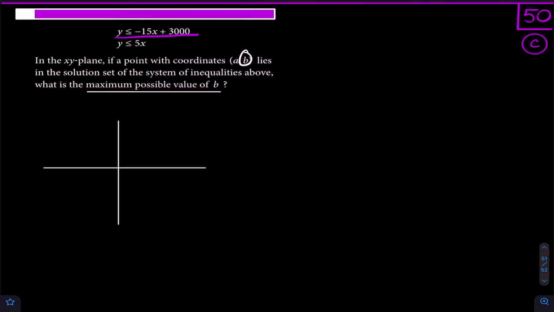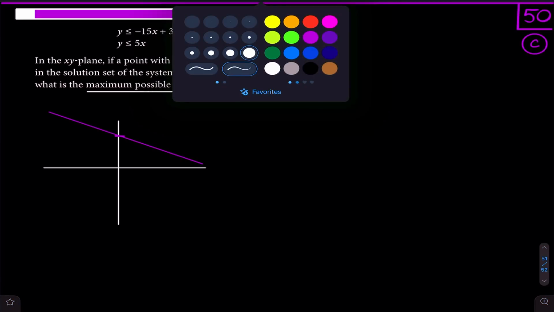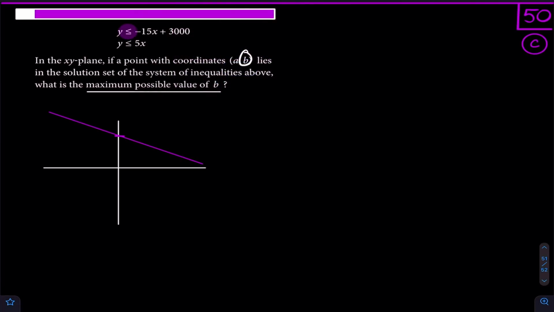Let's think about this first inequality here. Y is less than or equal to negative 15x plus 3,000. So we've got some positive y-intercept. It's 3,000 in this case, which is insane. But we have a negative slope, so let's draw that. So yeah, something like that, all right? On some scale, it will look like that. And how do we shade this? Well, it's all the y's that are less than or equal to negative 15x plus 3,000. So we're all these y's right here, all the y's that are beneath this line.